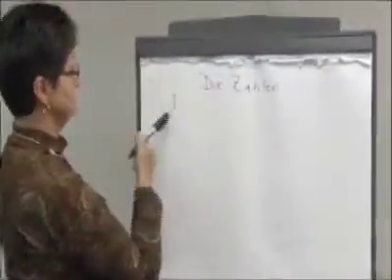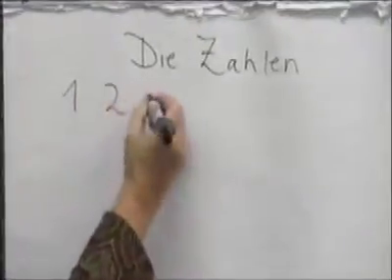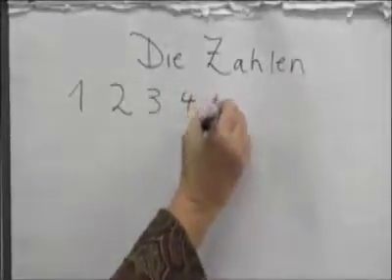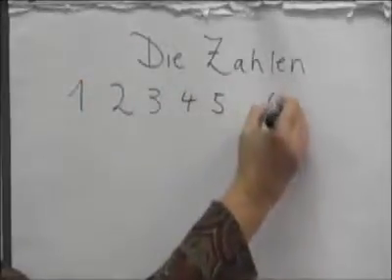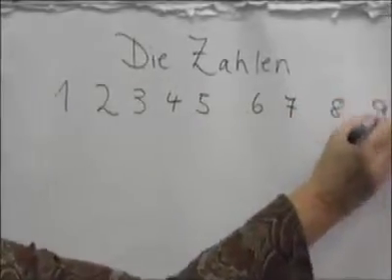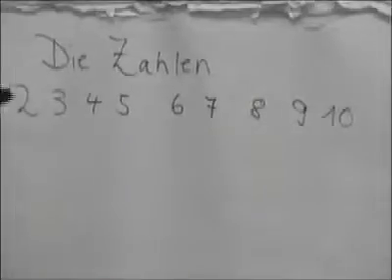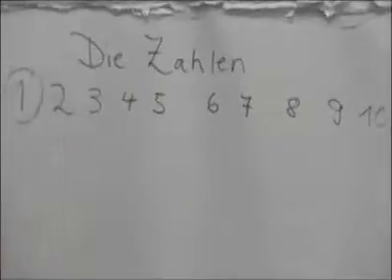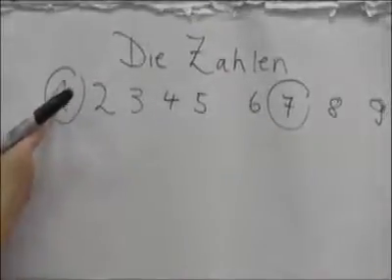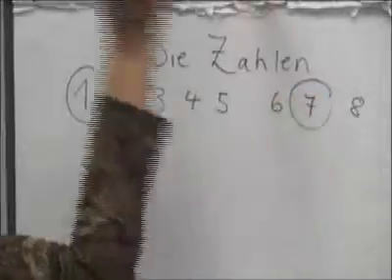1, that's how it's written. 2, 3, 4, 5, 6, 7, 8, 9, 10. Ja? So, Nummer 1 und Nummer 7 are written differently. Notice that, ja? Nummer 1, Nummer 7 has a line through.